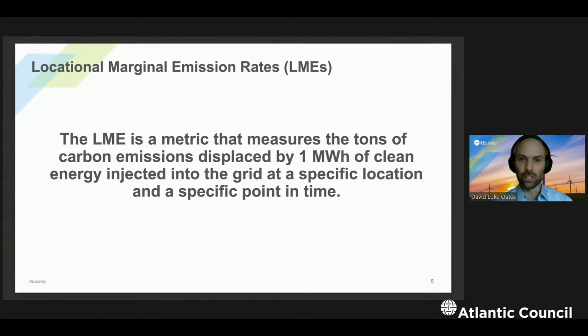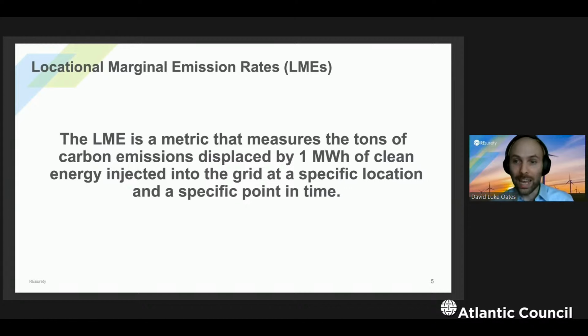I thought I would just start with a definition of what locational marginal emissions rates are. LMEs are really a measure of the potential for clean generation to displace carbon, or of the potential for power consumption to cause carbon emissions. They're a metric that measures the tons of carbon emissions displaced by a megawatt hour of clean energy injected into the grid at a specific location and at a specific moment in time.